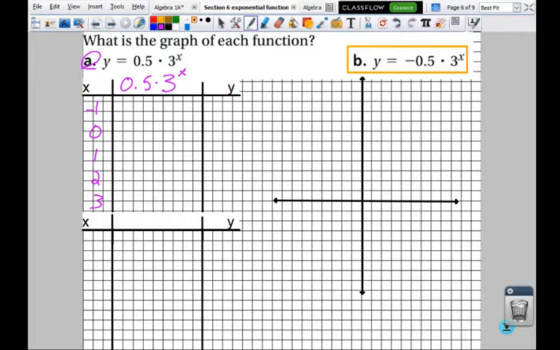You're allowed to make the graph this way. Do we have to write them all down in the table? Yeah, you have to make your table.